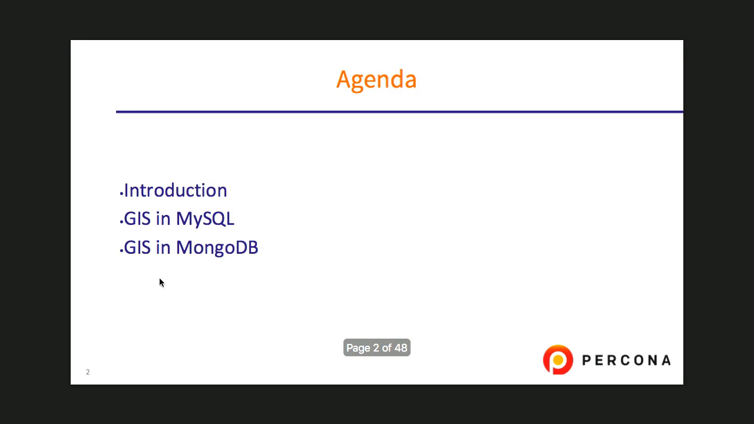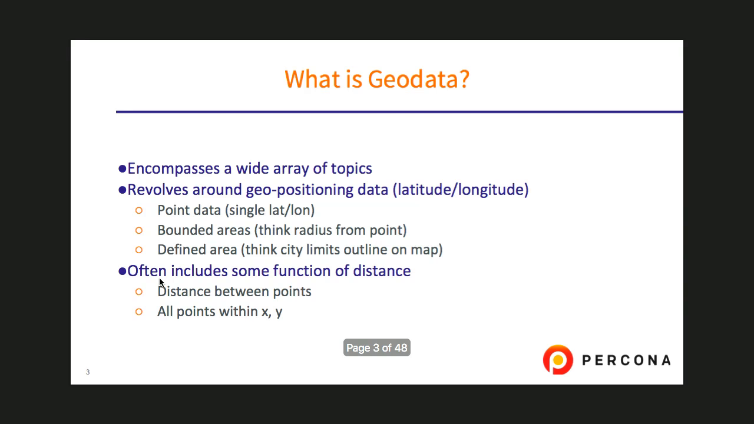So what we're going to talk about is what geospatial is in general, how it can be used in your applications, and what it might be used for. Then we're going to talk about how it is used in MySQL and also in MongoDB. So a little bit of a comparison between the two, and the evolution of geospatial as it's gone through different versions of MySQL.